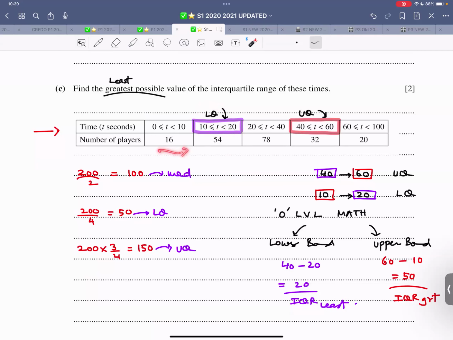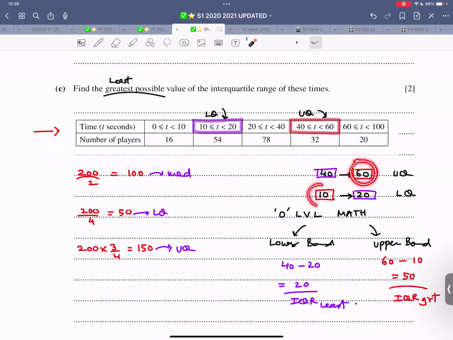Similarly, 16 plus 54, that is 70. 70 plus 78, that is 148. 148 plus 32, that means the 150th value would lie over here. So the upper quartile lies between 40 and 60. The lower quartile lies between 10 and 20.